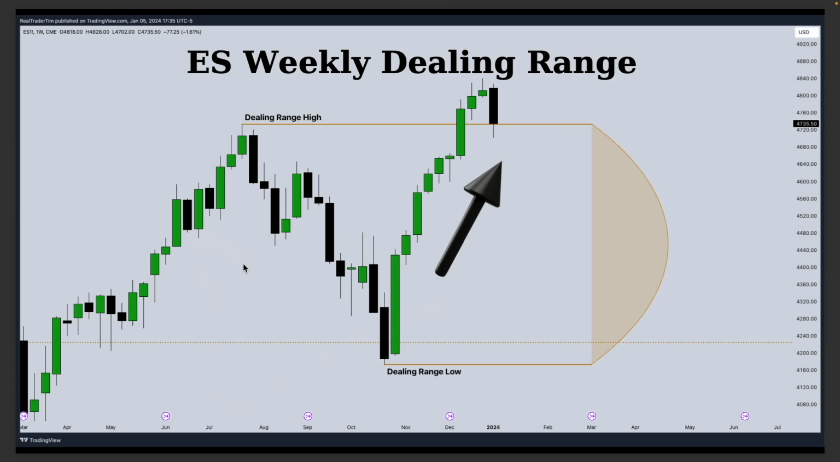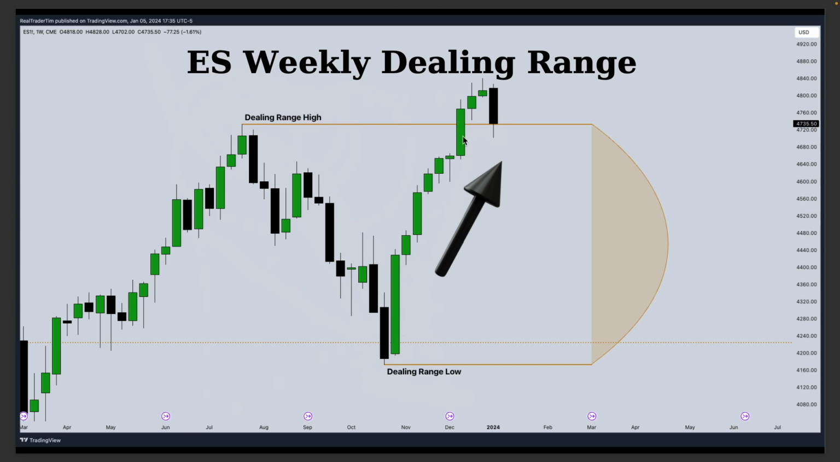So now let's get into some chart examples. As you can see here, we're looking at ES's weekly dealing range. So we have this dealing range low and this dealing range high from when we were in sell side delivery here, okay? But obviously we can see price was very, very strong and attacked this dealing range high.